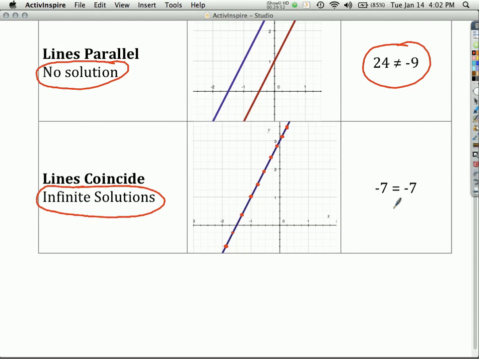Here is what it will look like when we're doing substitution or elimination. We will end up with an equation with the same number on both sides. That will tell us that it's infinite solutions. Does anyone have any questions or comments so far?